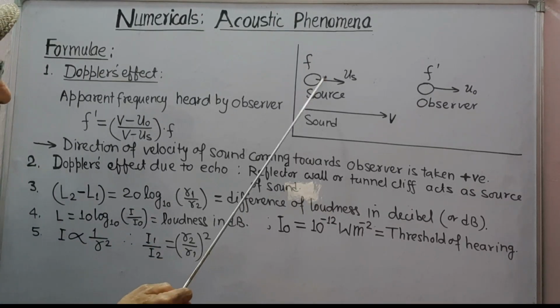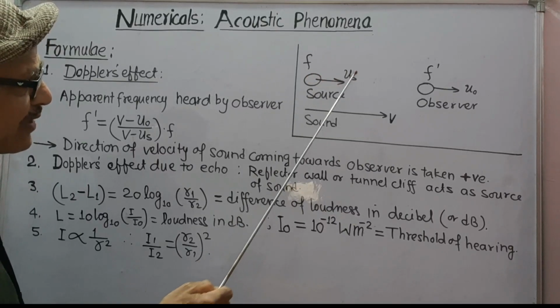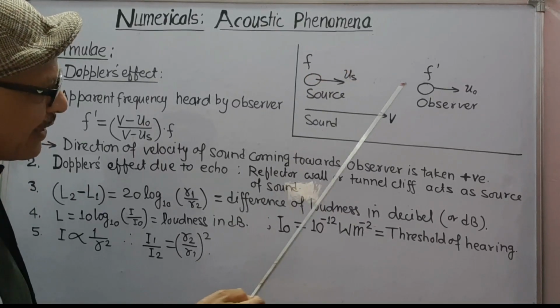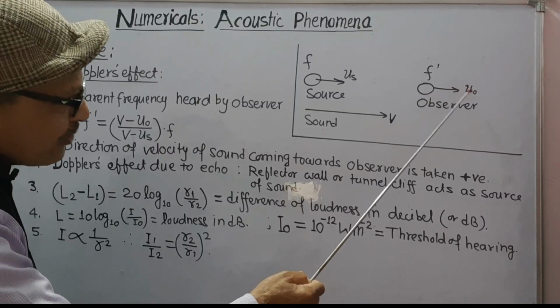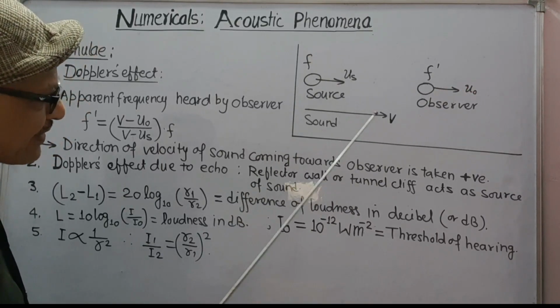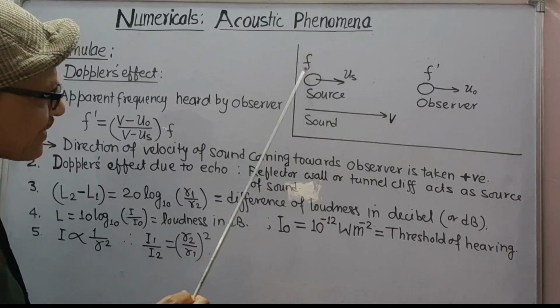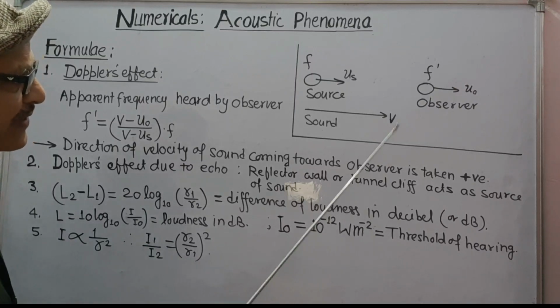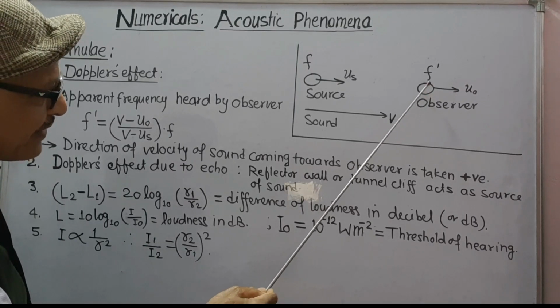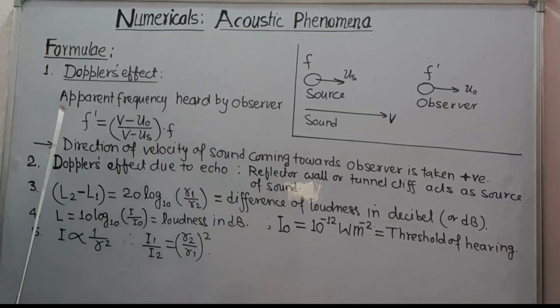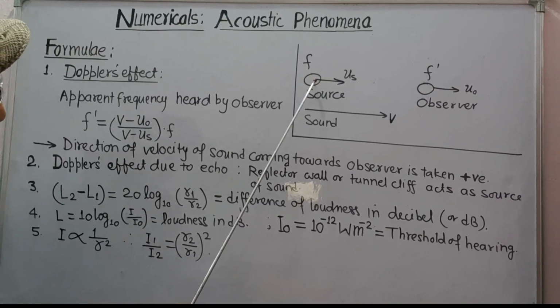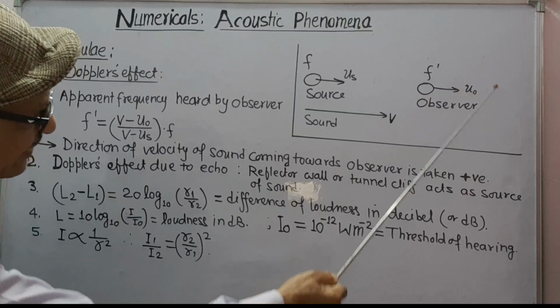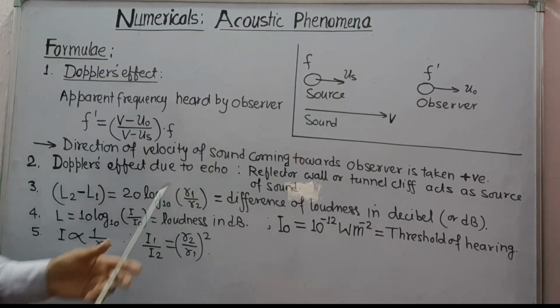If the source of sound is moving with velocity us and the observer is moving with velocity uo, v is the velocity of sound in air, and f is the frequency of sound produced by the source, then the apparent frequency heard by the observer, f dash, is given by the relation f dash = (v minus uo) upon (v minus us) into f, where source and observer are moving in the same direction.